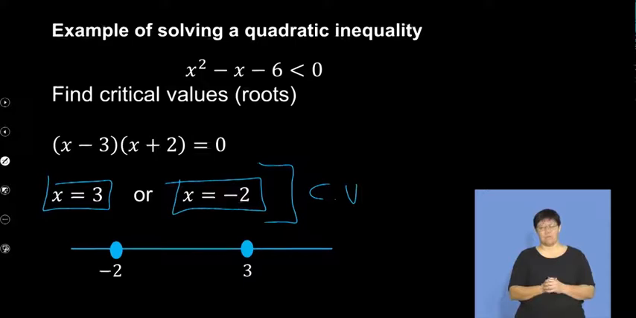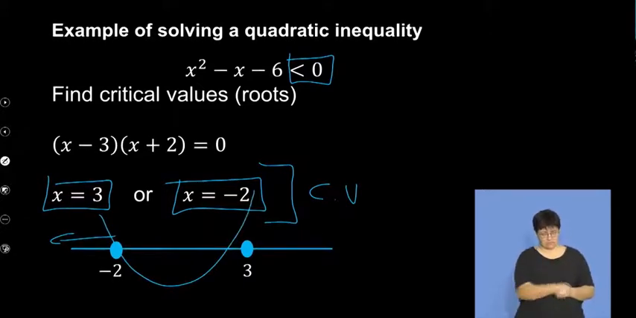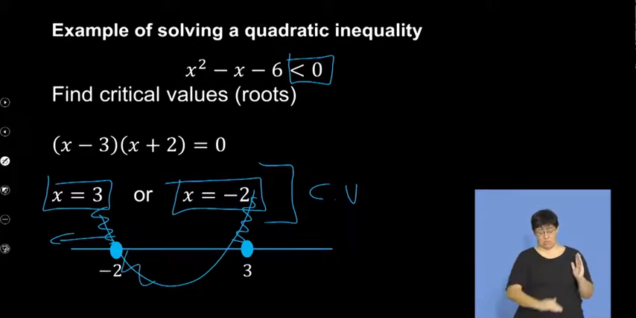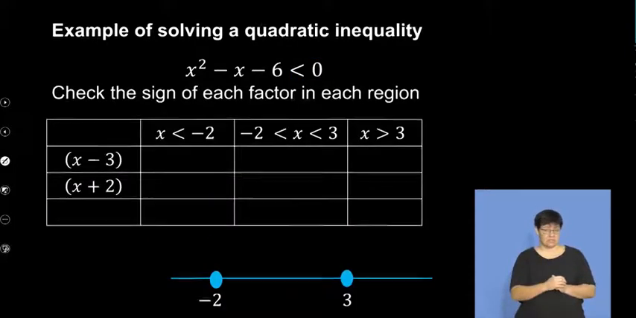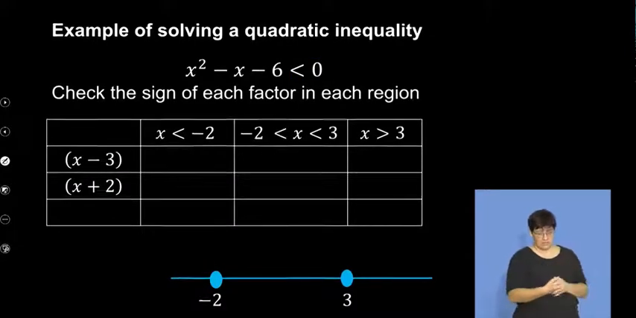Now, because we want this solution to be less than 0, from the negative 2 going to the right, to the left of it, our graph is like that. So it's above the x-axis. It's above the x-axis. So that does not hold. But between the -2 and the 3, we are below our x-axis. So it means our solution will then be, we check this using the table as I said.